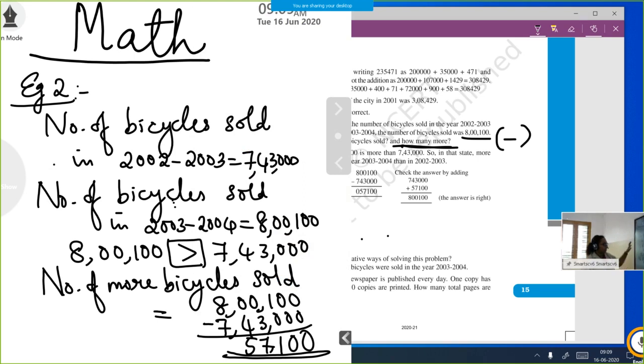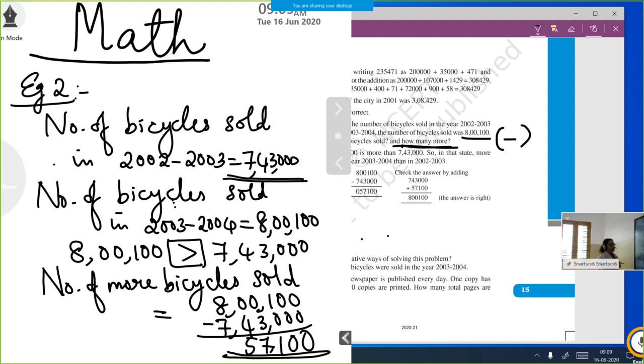Then the second example is over. One more time teacher is reading the answer. Okay. Number of bicycles sold in the year 2002-2003. It is given in the question. It is given that 7,43,000. Okay. So teacher wrote that number. First number 7,43,000.